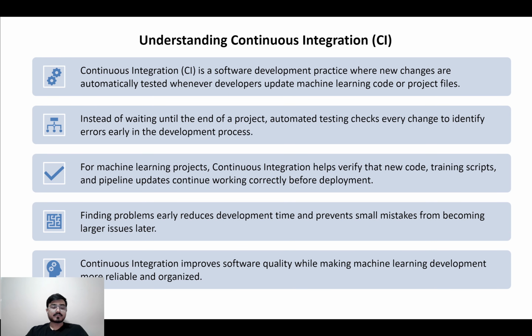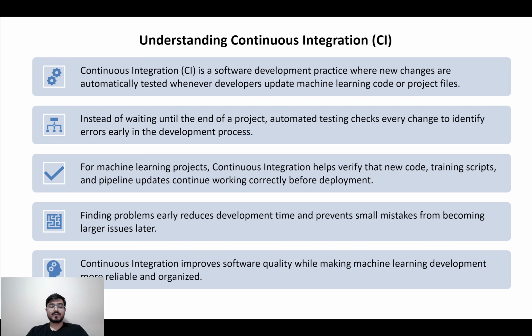This is exactly what continuous integration does, where whenever developers update machine learning code, training scripts, or workflow files, the system automatically runs tests. These tests help identify mistakes early before they become bigger problems.